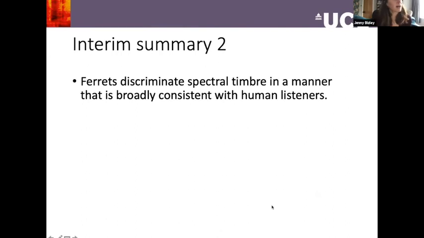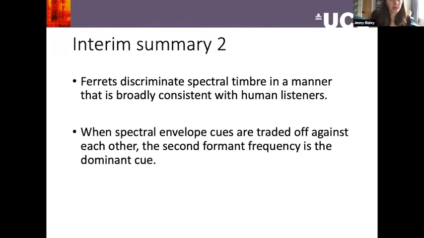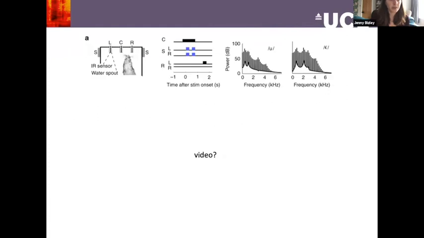Okay, so interim summary number 2: we think ferrets, and I hope by now you think ferrets, might be a good model for spectral timbre discrimination, and that in the context of this task, which is obviously much more limited than the way that you and I might process vowel sounds in the real world, their behavior is highly consistent with human listeners. And when we trade different cues off against each other, it's the second formant frequency that's particularly important.